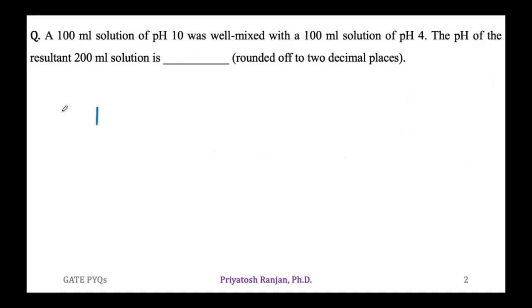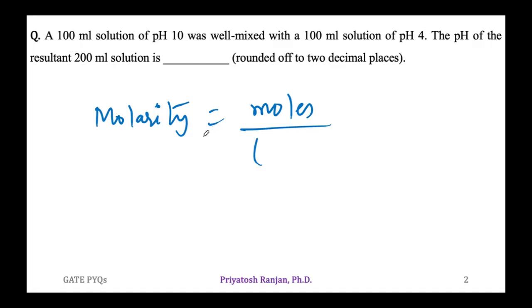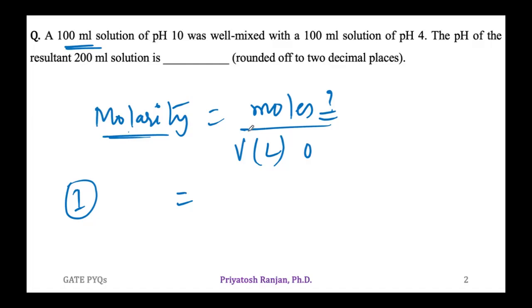So we all know how we can calculate the moles. Molarity equal to moles of solute divided by volume of solution in liter. And for the first case, if I have to calculate the moles, I first need to calculate the concentration. As given, it's a 100 ml solution. So the volume given here is 100 divided by 1000, which is 0.1 liter. And the pH is given equal to 10.